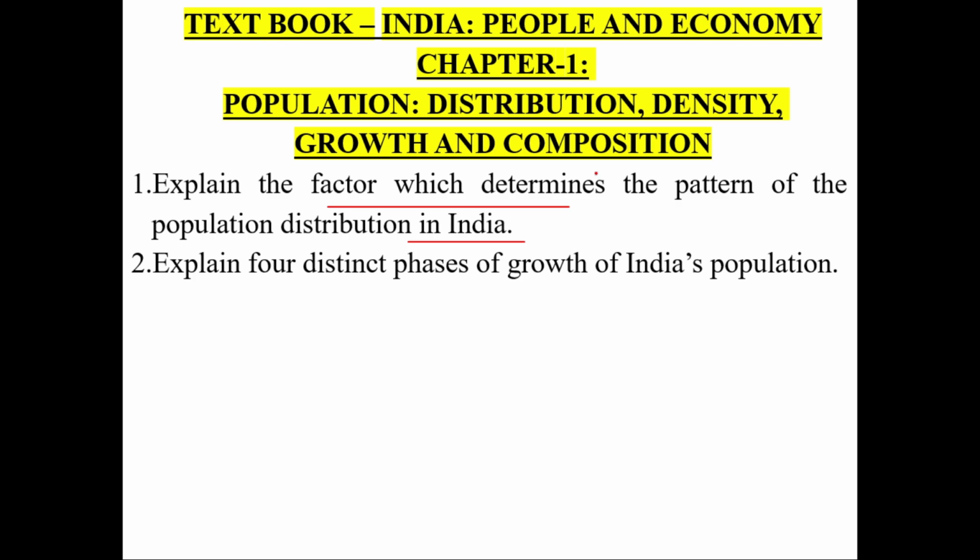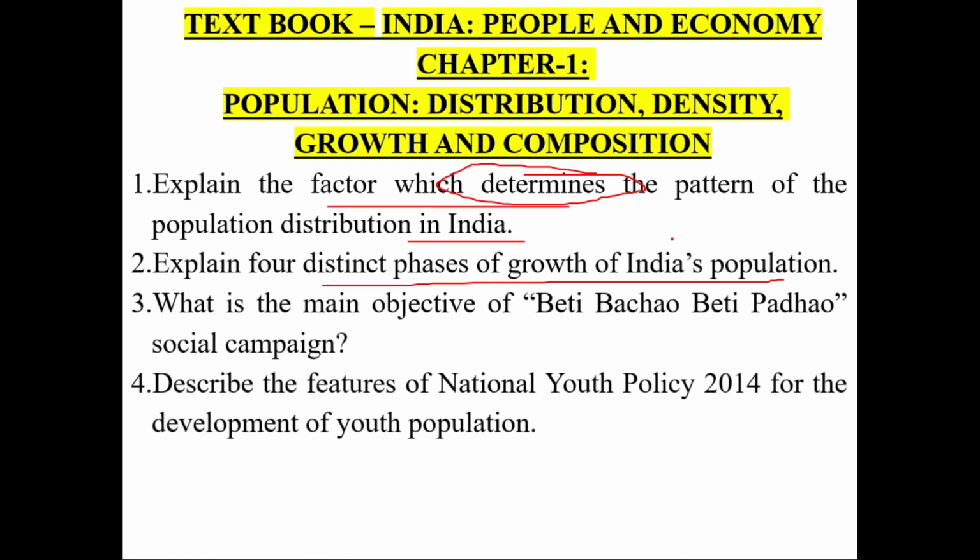The factors or determinants of population pattern are both the same. Then the distinct phases of growth of India: there are a total of four phases of population change in India. You know that steady growth, then rapid growth, very rapid growth. Then Beti Bachao Beti Padhao is another important social campaign which was introduced by the latest government. Then National Youth Policy is also an important question for 3 marks.